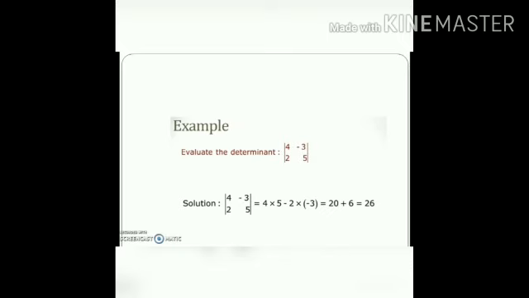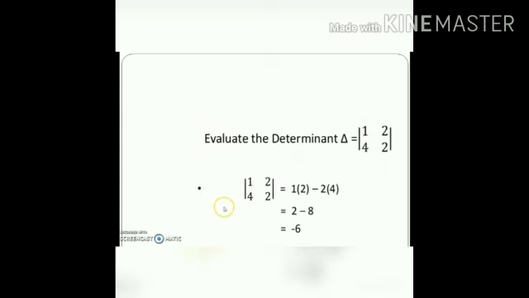Is it clear? Once again, just cross multiply the numbers 4 and 5 as well as 2 and minus 3. So 4 into 5 is 20, 2 into minus 3 is minus 6. So 20 minus minus 6 becomes 20 plus 6, that is equal to 26.